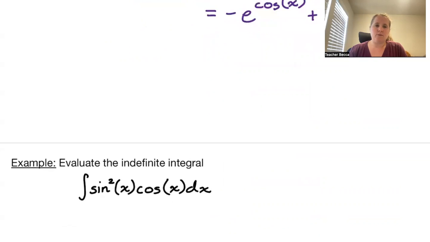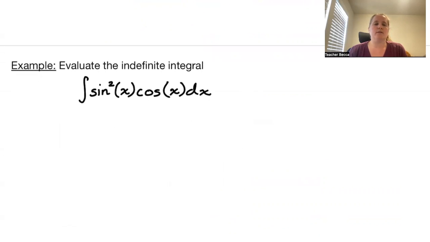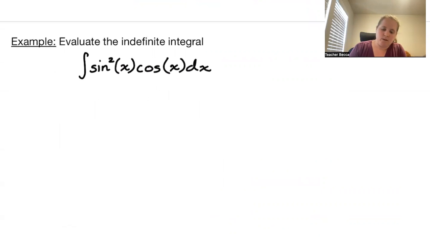Next up, let's go ahead and do another example. This time we'll evaluate the indefinite integral, which is the integral of sine squared of x times cosine of x dx. So once again, we do have a composition involved in this case. This sine squared of x is a composition.